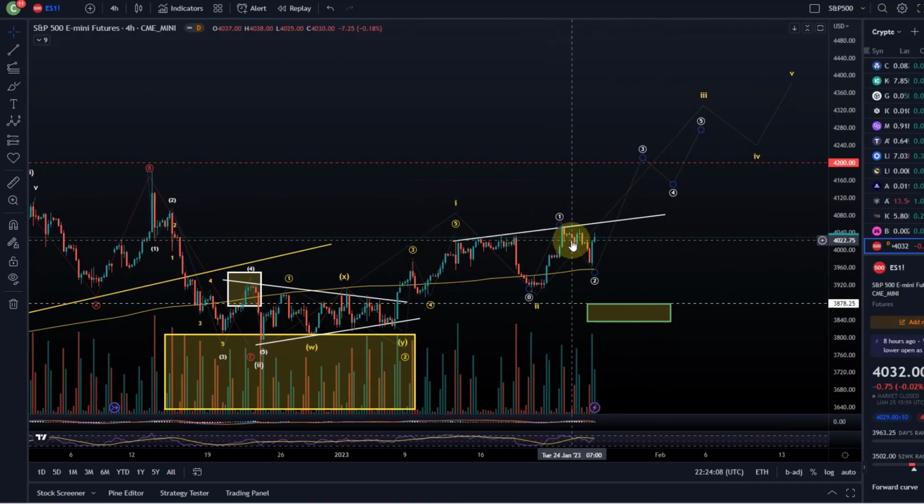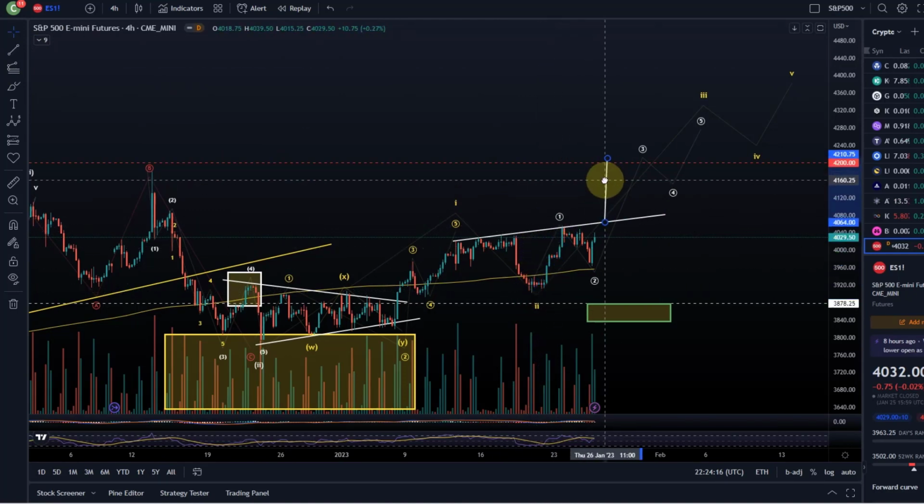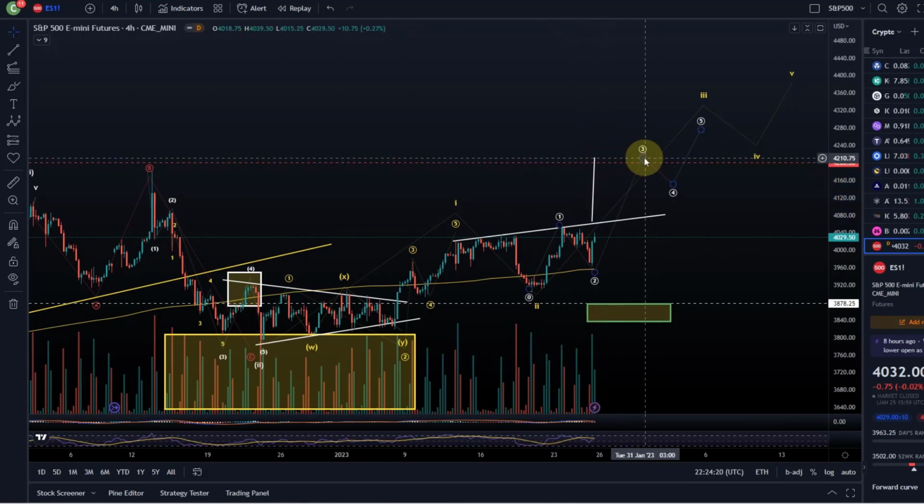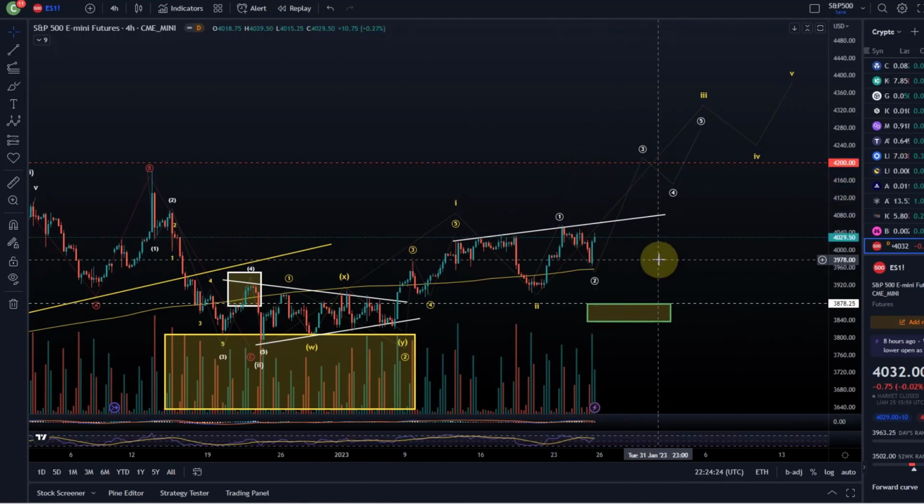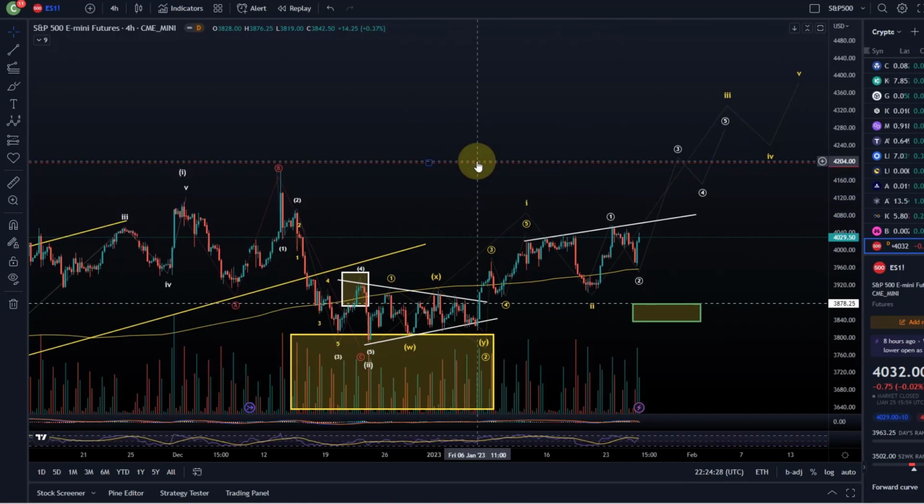Obviously, we can also calculate the target by taking the length of that head. I'm not really a fan of that, but you can try to, and that would actually take us, funny enough, to a very similar target. Basically, it matches that wave 3 target. So that's interesting. And that's sort of everything I can tell you at the moment about the S&P.